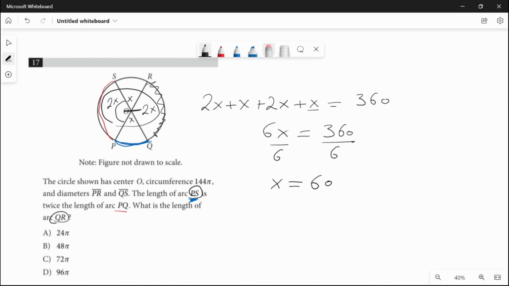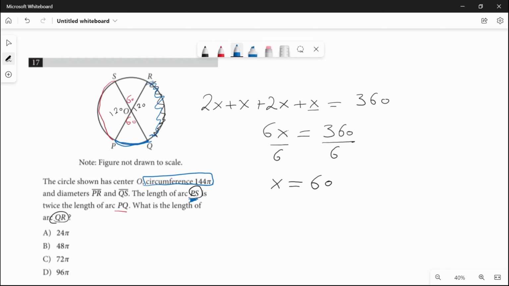So the value of the smaller angle is equal to 60 degrees, while the value of the bigger angles, the larger angles, is equal to 120. Now let's go back to the circumference. We are told that the total circumference of the circle is equal to 144 pi, but we only want to find the length of this arc here, which is arc QR.